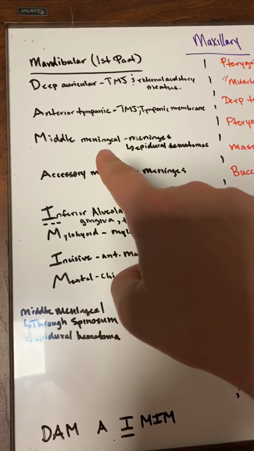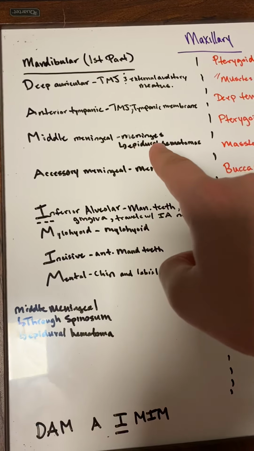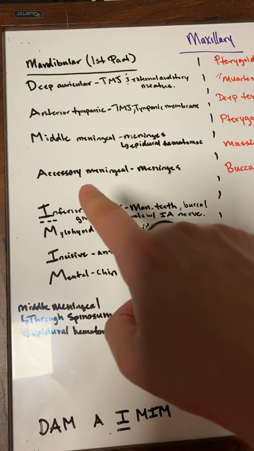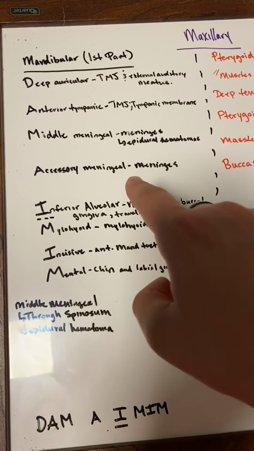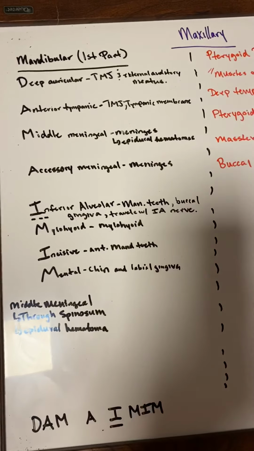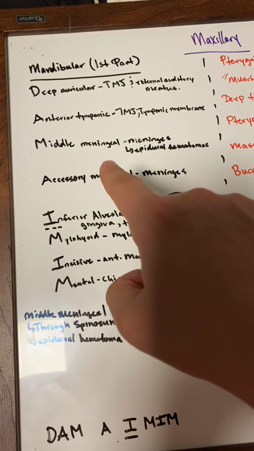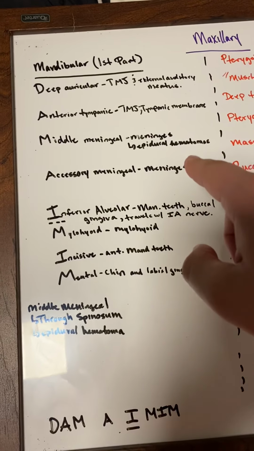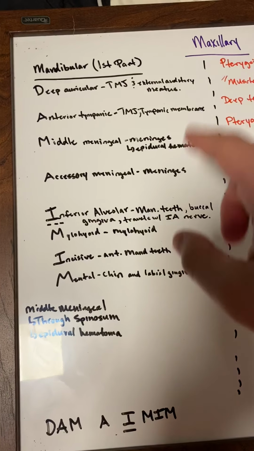Then we have middle meningeal, and that's the meninges. And then we have the accessory meningeal, which is the meninges, which is pretty straightforward. Right here in this middle meningeal, we'll talk about later, it has epidural hematomas.